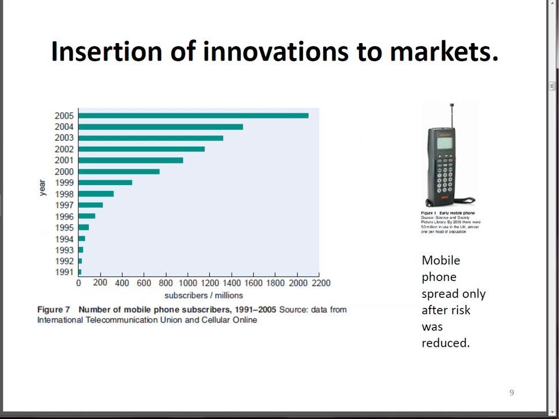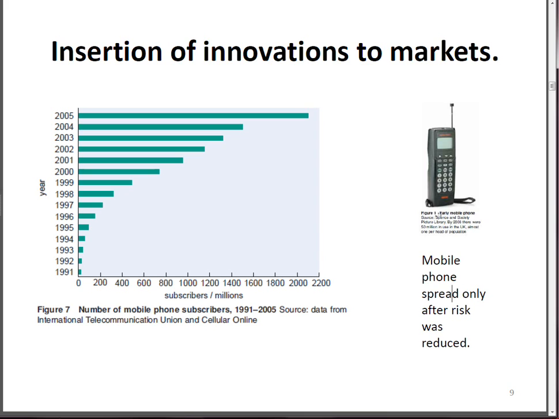And this, by the way, is what happens when we consider the mobile phone. When they started, they spread really only once we knew that there was no risk, or once the risk was reduced. So here's a model of an old mobile phone at the beginning of this technology.